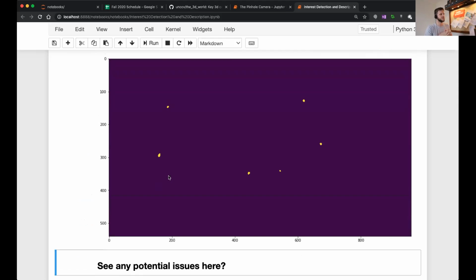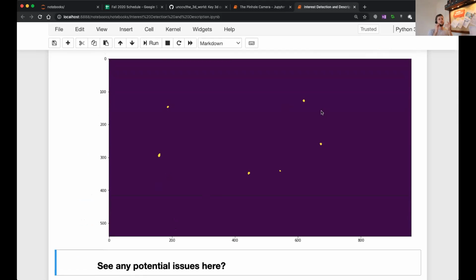Does anyone see a problem? Look at these detections with me, right? Does anyone see a potential issue with the corners that we've detected? What could be better? Any ideas?